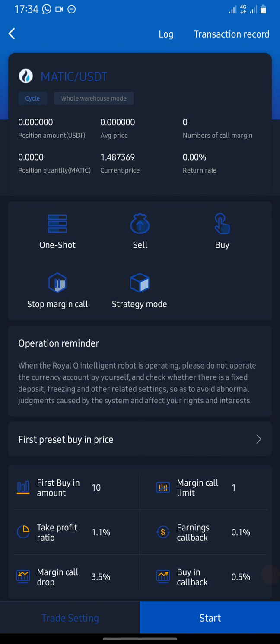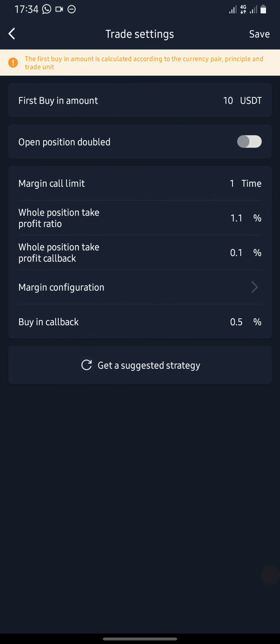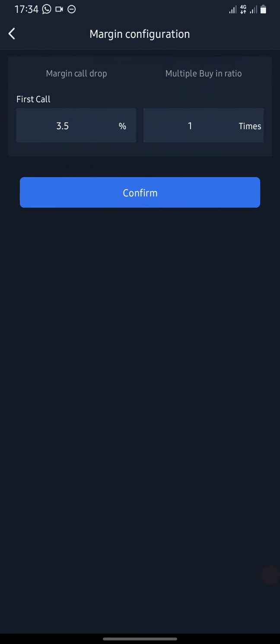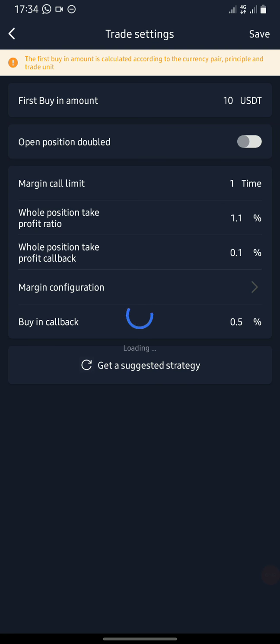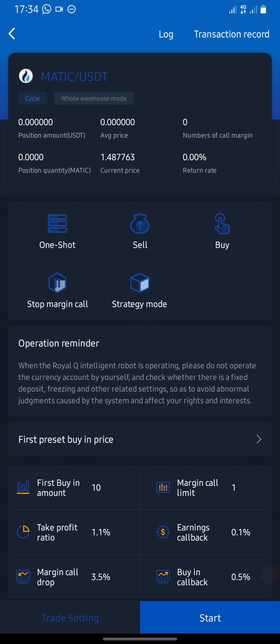because I actually want to buy the dip. But after buying the first amount, that is when it will pick my margin call at 3.5% deeper. When the market goes downward, like the value of the current price as you can see here, let's say this is 1.4, and it goes deeper by 3.5%, that would be around 1.47 or 1.46 or 1.45. It will buy another $10 worth for me.